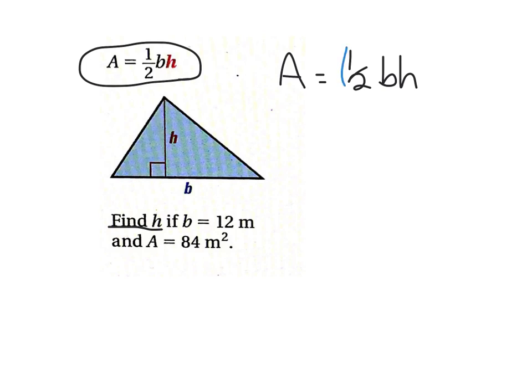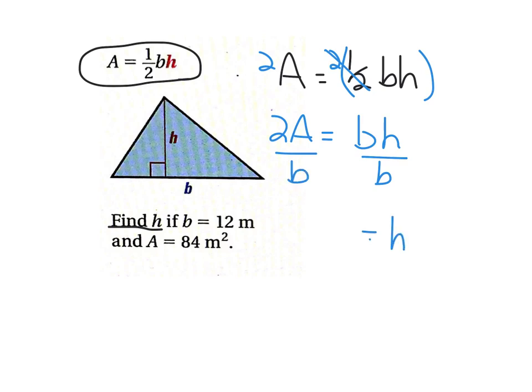So to get rid of that 1/2, I'm going to multiply, which is the opposite of division, both sides by 2. The left-hand side becomes 2a. The right-hand side, that just cancels, leaves me b times h. Remember, I'm trying to solve for h, so I have to do one more thing. I have to divide both sides by the b. That gives me h equals 2a, which is the area, over b, the base.